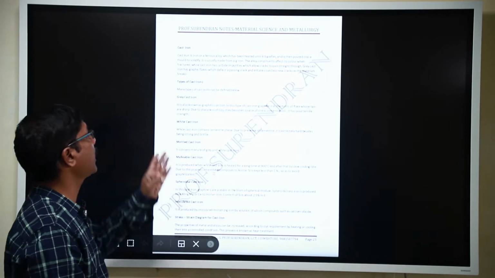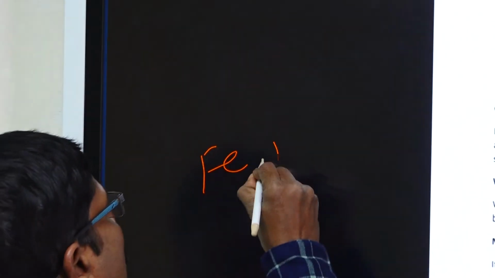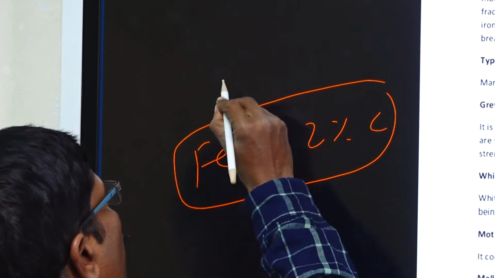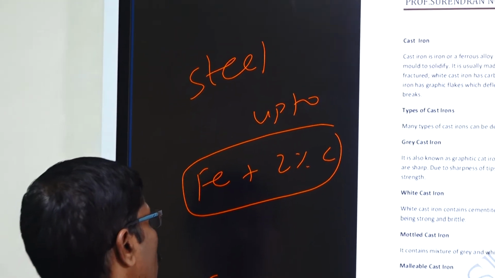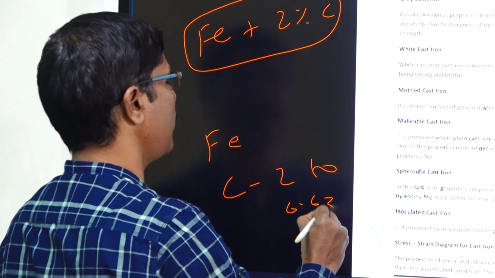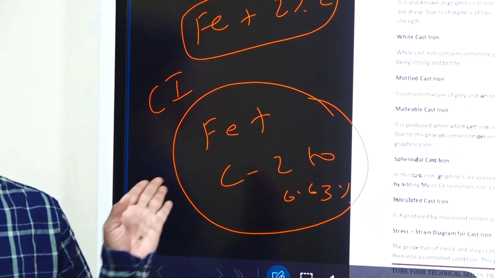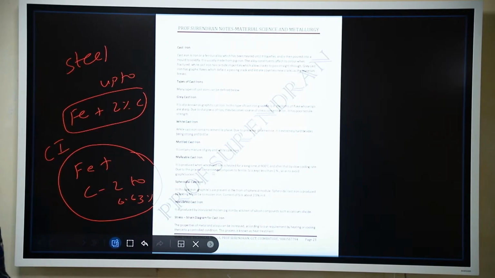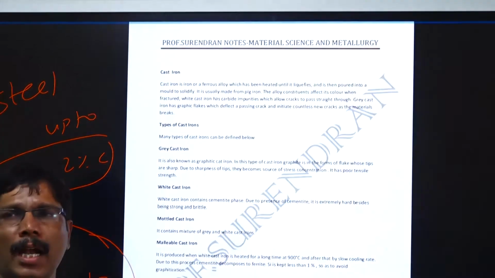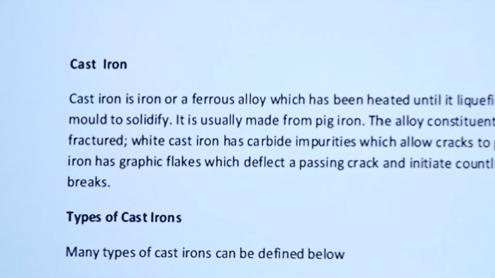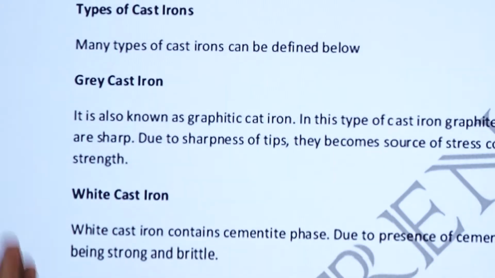Next, types of cast iron. Cast iron is when it is more than 2% of carbon. When the iron has carbon up to 2%, it is steel. When the carbon percentage is greater than 2, up to 6.63%, it will form cast iron. So for cast iron, it is from 2 to 6.63. For steel, it is up to 2%. And we have different types of cast iron. One is grey cast iron, another one is white cast iron. The next is mottled cast iron, then malleable cast iron, inoculated cast iron. So we will see one by one.